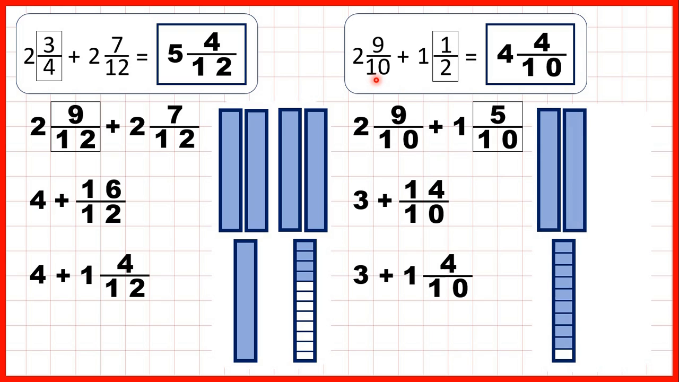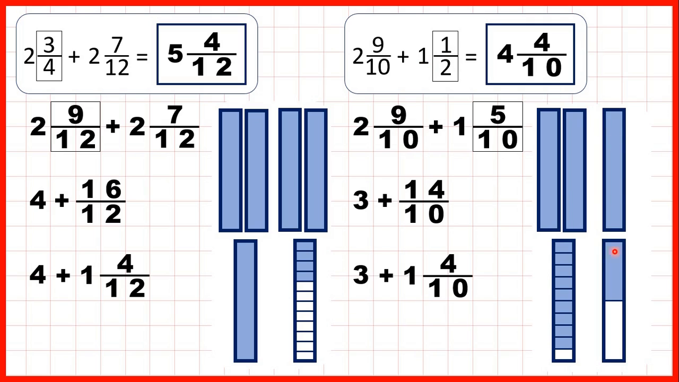Then for this question, we had 2 9/10, and we were adding 1 1/2. We changed the half into 5/10, but then when we added the fractions together, we got 14/10, and we knew that we couldn't write 3 14/10 as our answer because we can't have an improper fraction in a mixed number. So instead, we turned those 14/10 into 1 whole and 4/10, and when we added that to the 3 wholes, we got our answer 4 4/10.